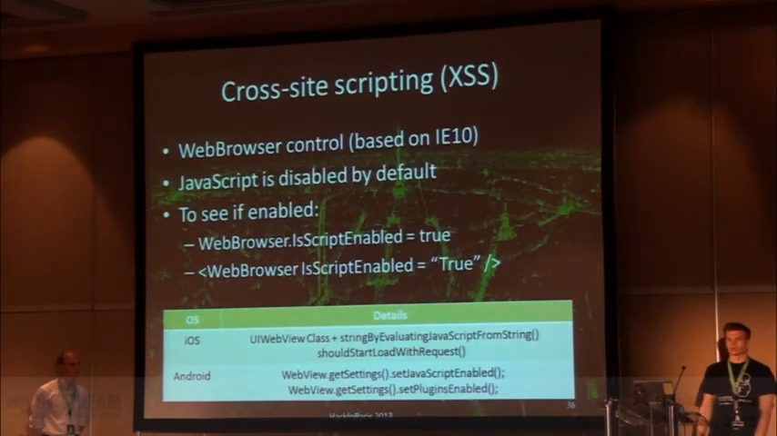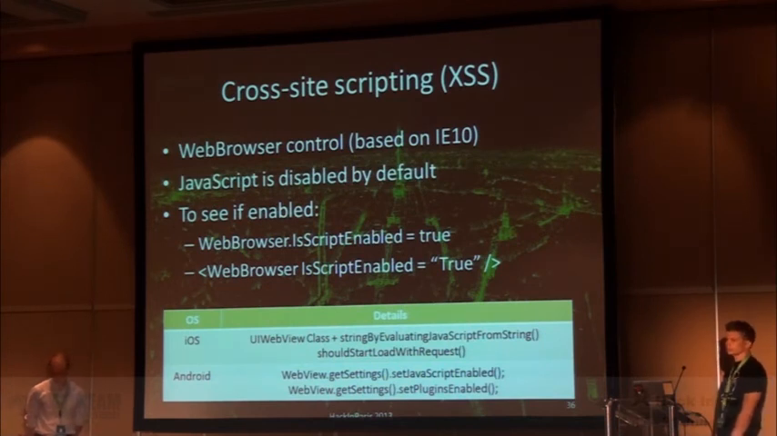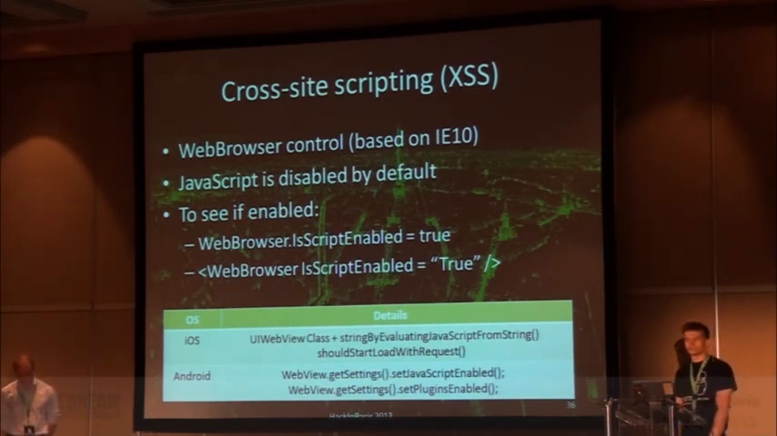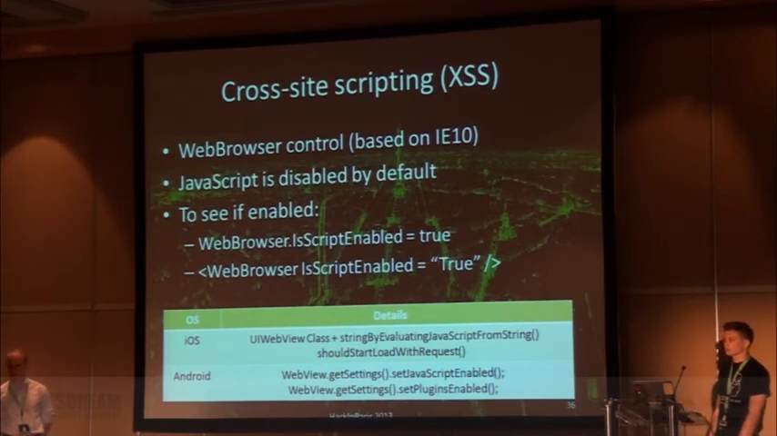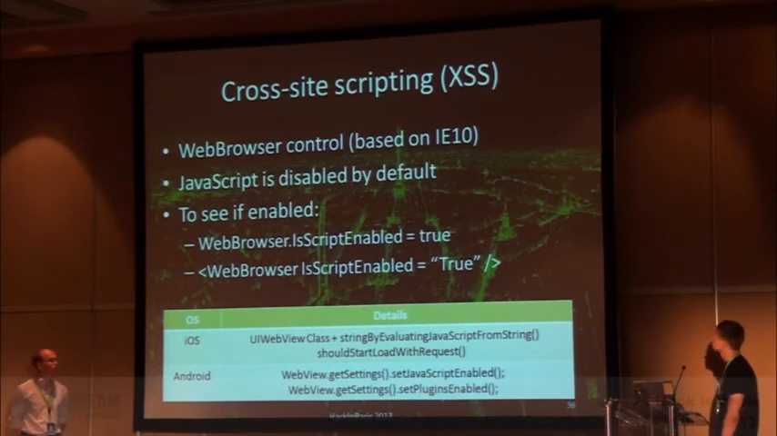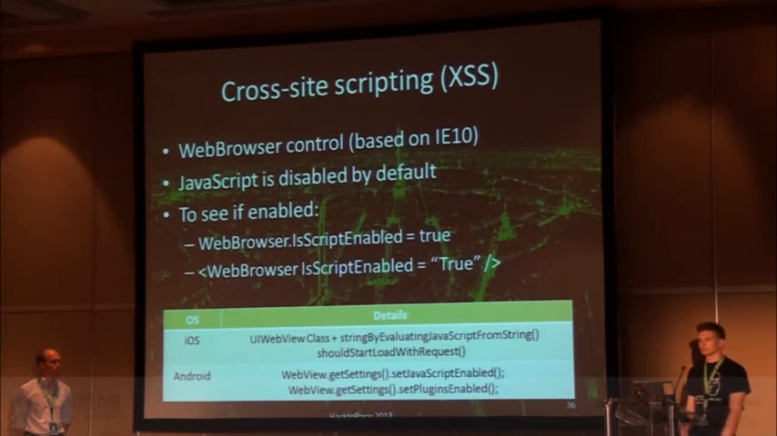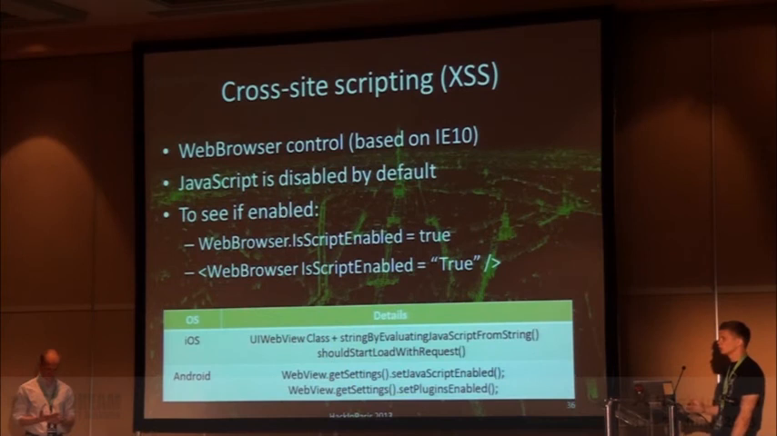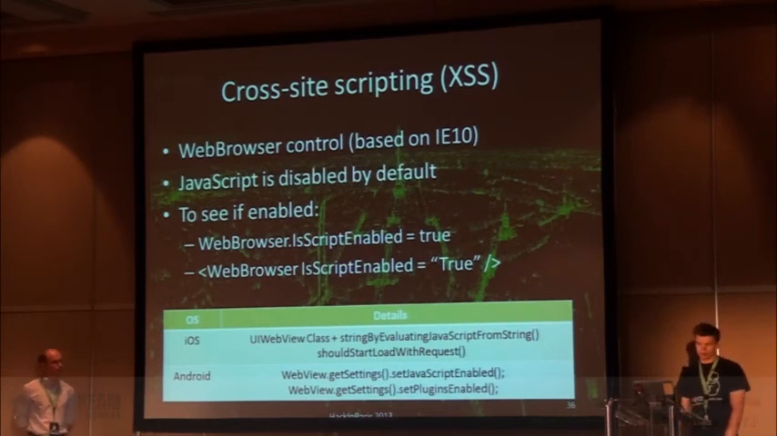Now let's talk about cross-site scripting in Windows Phone. A Windows Phone application can use a web browser control for displaying and processing web content. The web browser control is based on Internet Explorer 10. By default, script execution is disabled. If you are an auditor, the first thing you should check is whether JavaScript is enabled. If so, check for input and output data.